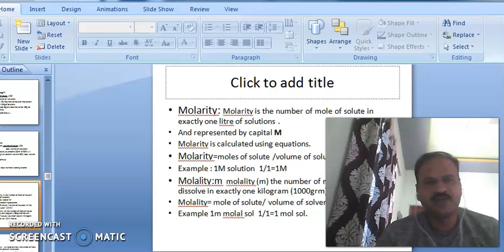Molality is the number of moles of solute dissolved in exactly 1 kilogram of solvent. There is 1 mole of solute dissolved in 1 kilogram, that is 1000 gram, of solvent. Molality is moles of solute upon mass of solvent in 1 kilogram. Example: 1 upon 1 is equal to a 1 molal solution.